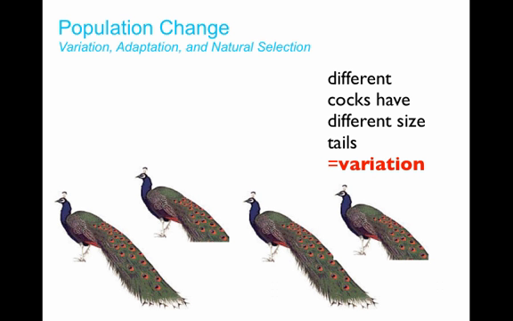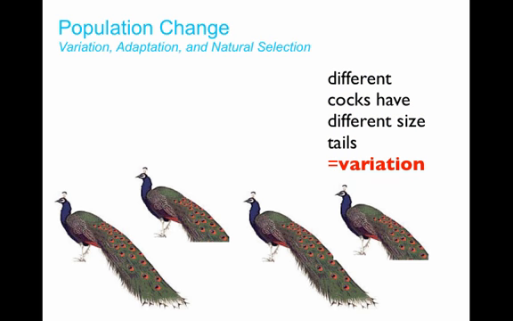Let's look at another example that shows how variation can lead to a change in the population. And this time, we're going to look at a population of peacocks. Maybe it'll be the population of peacocks that lived in the Calgary Zoo before the flood last summer. Now, the male peacocks are called cocks, and the females are called hens. And if we look at the males, the cocks, what we see is that they have different size tails, and this counts as a variation.